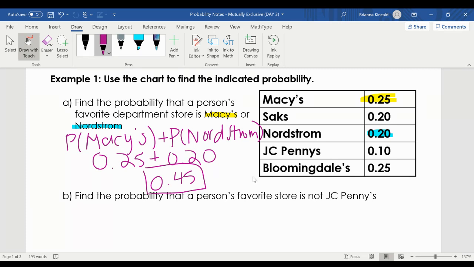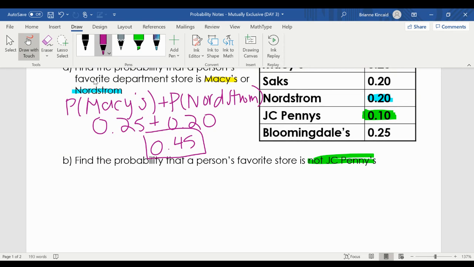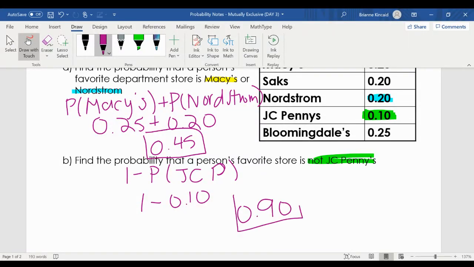The second example, find the probability that a person's favorite store is not JCPenney. Key idea here is the word not. Anytime it's not, remember that's the complement. So all you're going to do is take the total, 1, minus the probability of JCPenney's, or 1 minus 0.10. So we get a 90% probability.